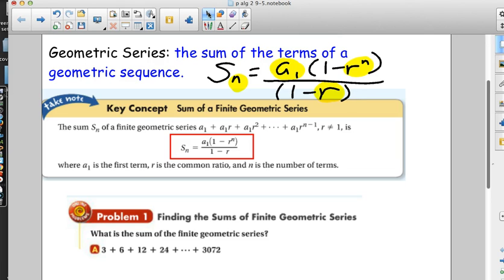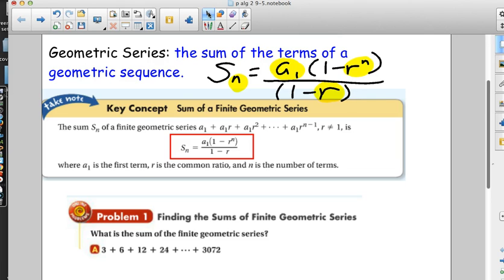Calculators over here. Calculators over here. All right.